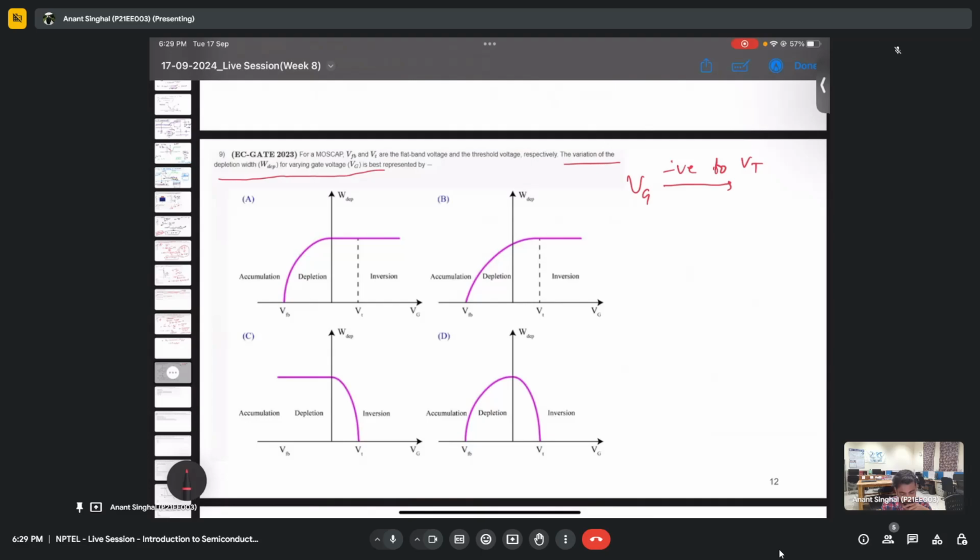A or B could be the answer. B is the answer. Why not A? In A, it becomes constant right from Vg equal to 0. Exactly. So till VT, it will increase the depletion layer, and then it will remain constant. That is a very good observation. So option B will be the correct answer. I hope it is clear to everyone. Shall we move ahead?